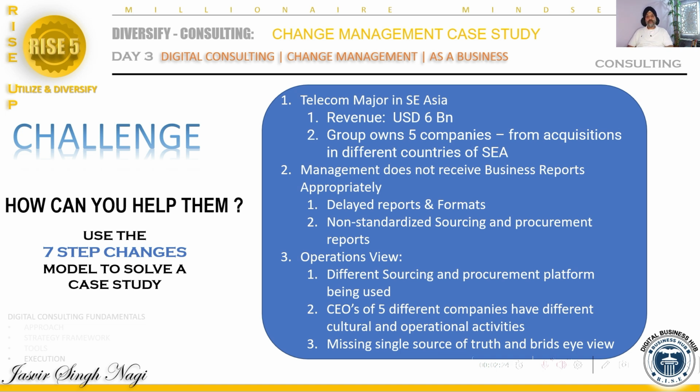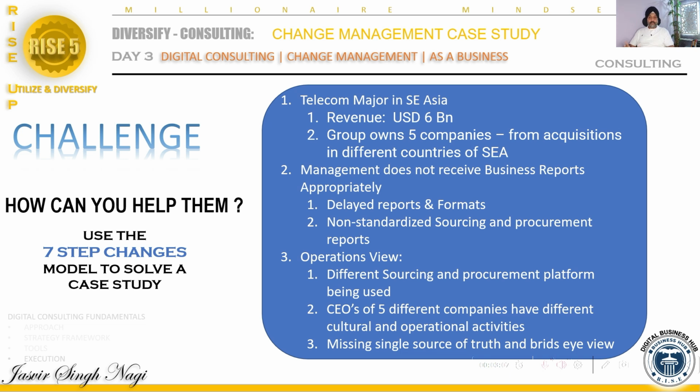Why? Because there are delayed reports and the formats are different, number one. Number two, the non-standardized sourcing and procurement reports. For the people who don't know, telecom typically deals with a lot of sourcing and procurement activities, so that typically becomes a major hub for financing related reports and other factors. The sourcing and procurement division becomes very important for all the telecom hubs, or the 5 companies that are formulating this. If the reports are not in the right format, or are in different formats and delayed, it creates a lot of chaos for financial reports at the amalgamation level, right?